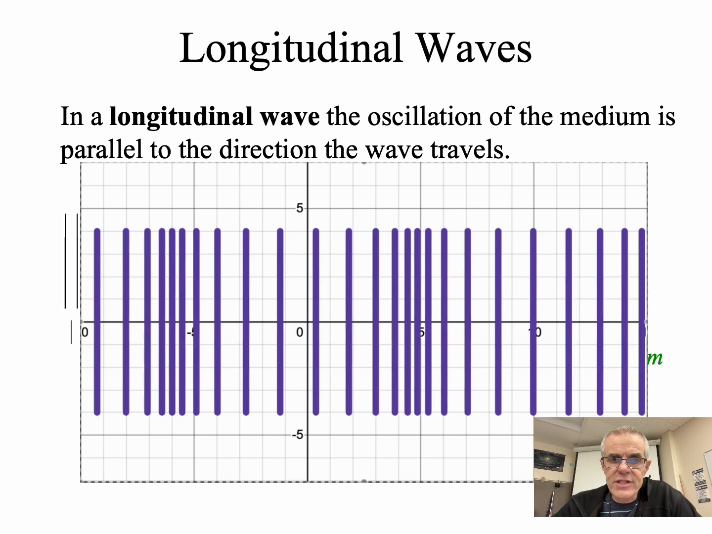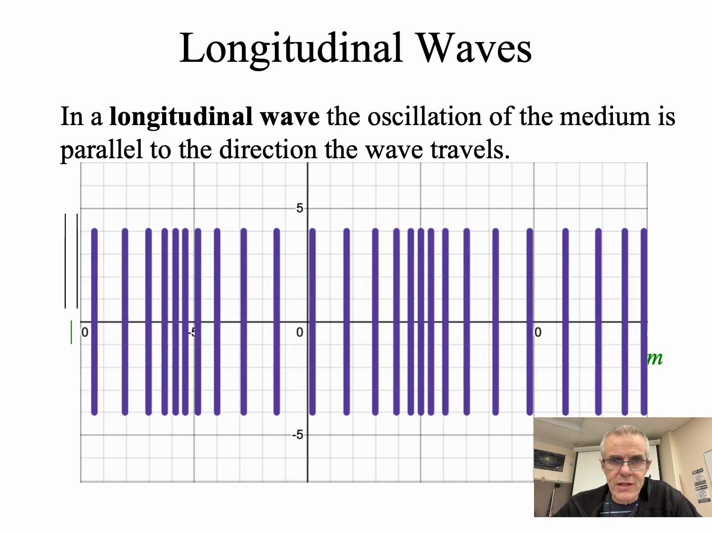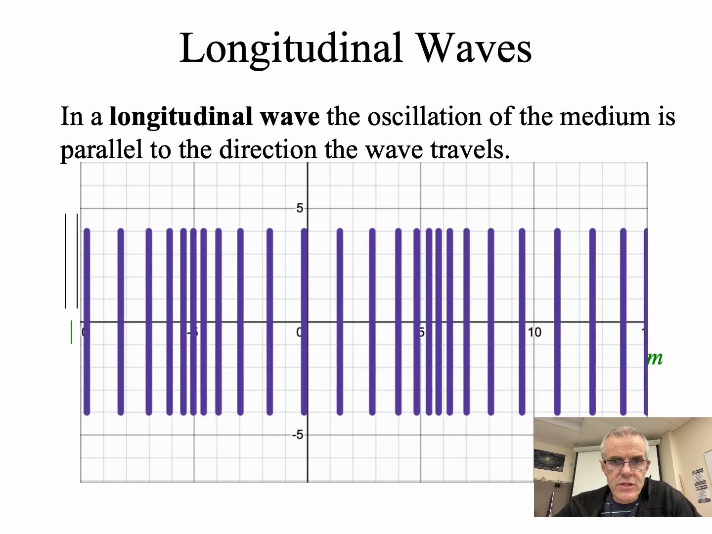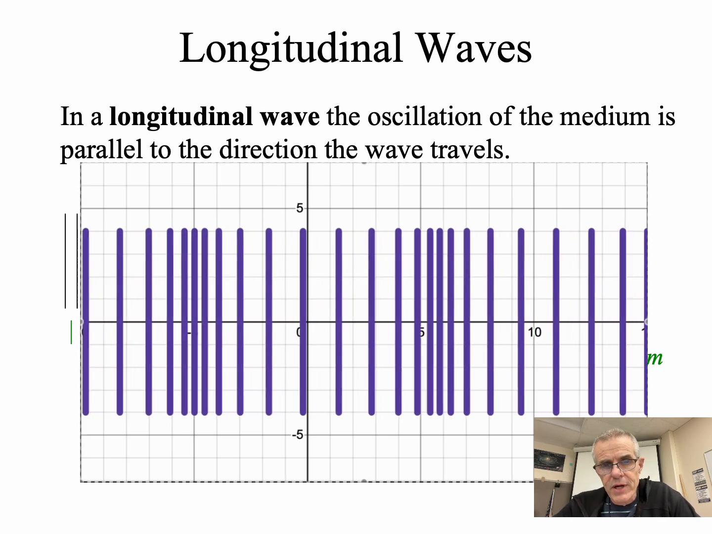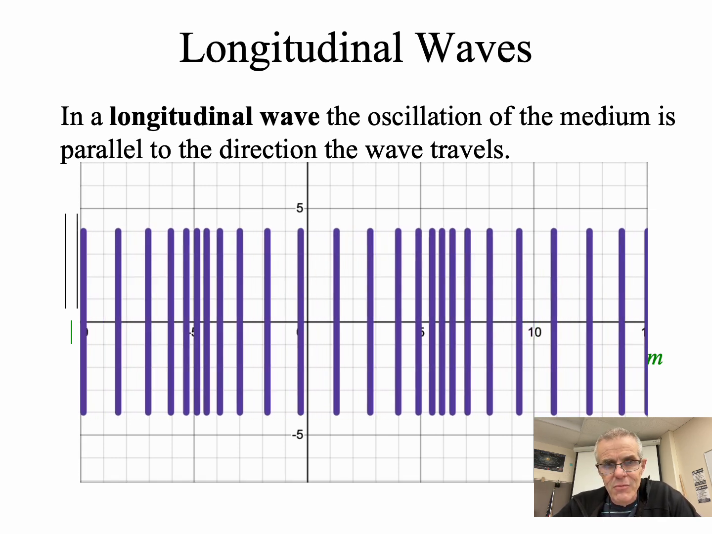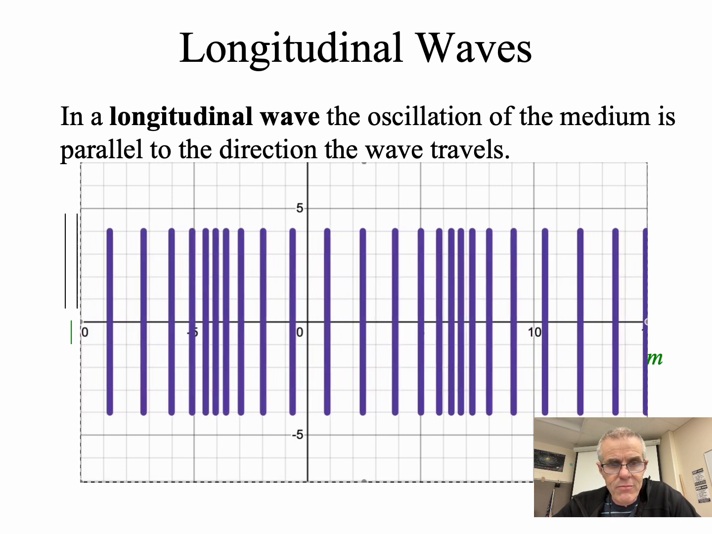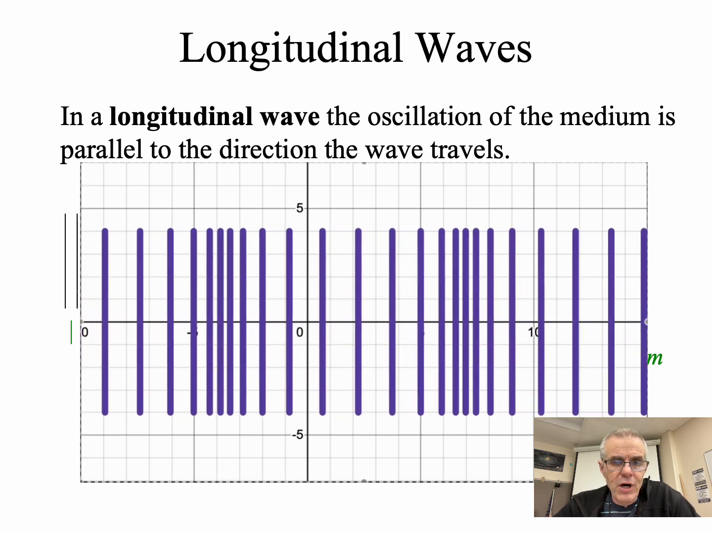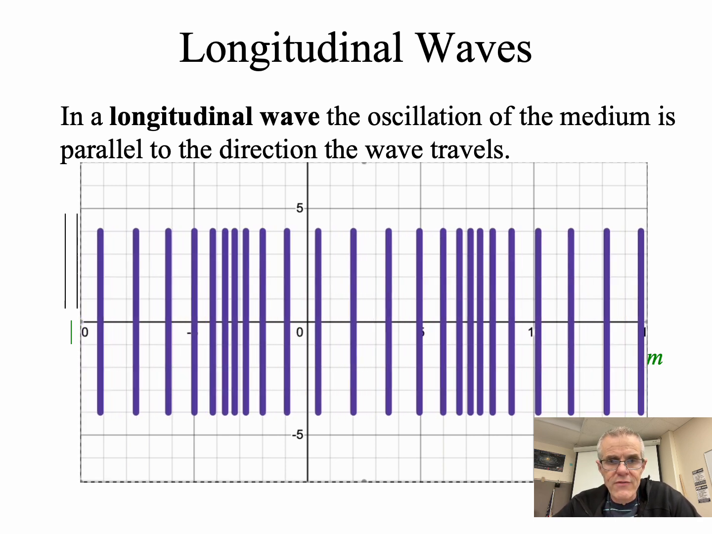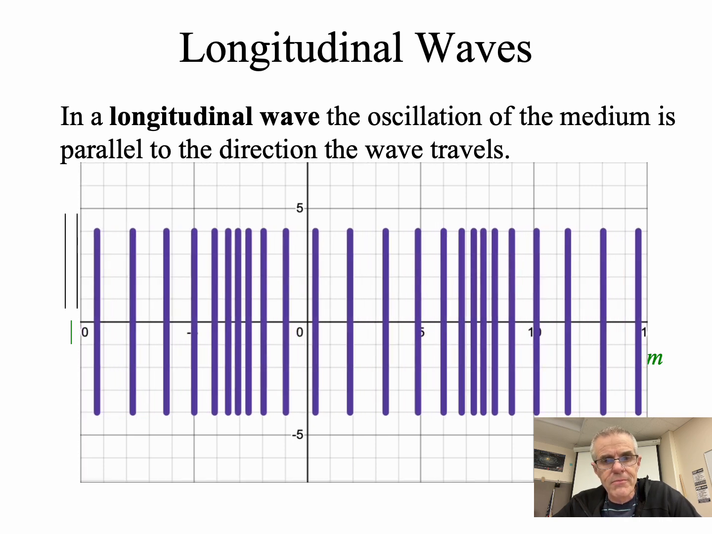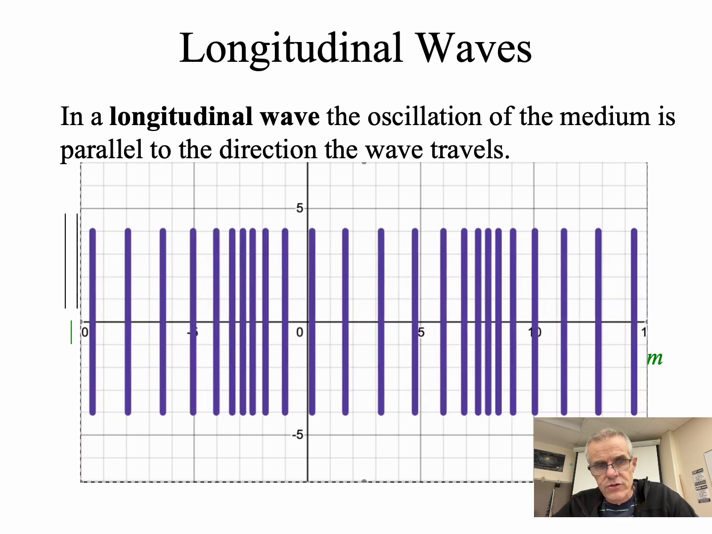Notice the key difference in the definition is the word parallel. So basically, similar kind of definition, but replace the word perpendicular with parallel. Now the bars are perpendicular to the x-axis. Now I have them as purple bars. But what the bars are doing is moving left and right, and our wave is traveling to the right. And those two things are parallel. So that makes this a longitudinal wave.